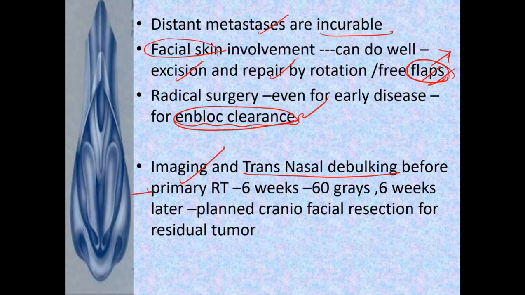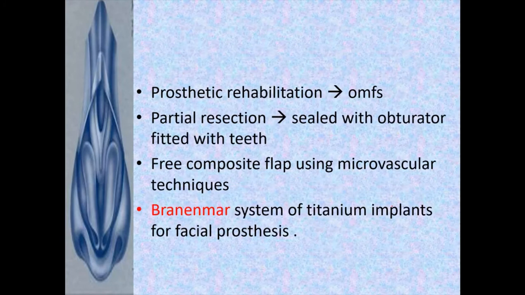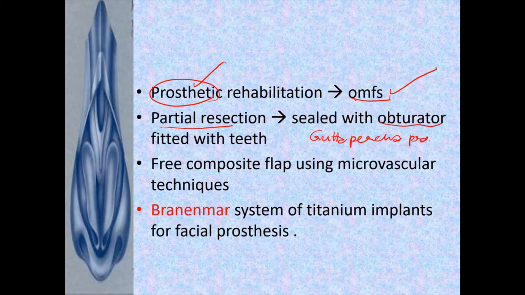Primary radiotherapy is given for 6 weeks, 60 grays, and later a planned craniofacial resection. I already told you this word, craniofacial resection: cranium and face resection. Just remember these words. Once you remove the maxilla, you have to go for prosthetic dentistry, done by the oral maxillofacial surgeon. A partial resection can be sealed with an obturator. Partial resection, something called a Gutta Percha prosthesis. You can remember it as Gutta Percha. So a prosthesis can be put in.